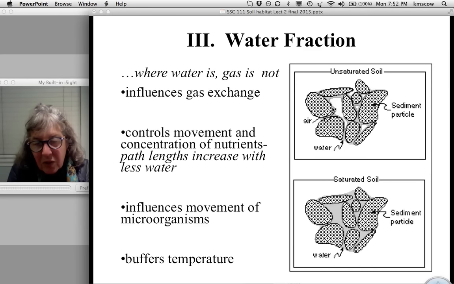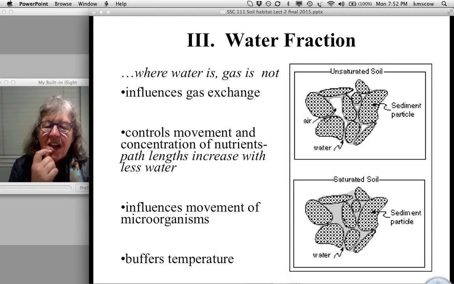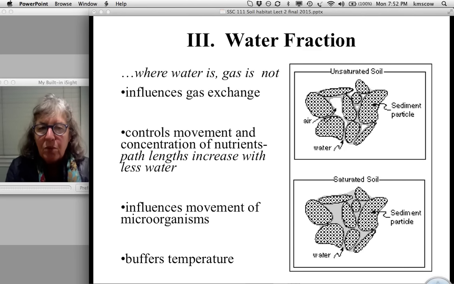It would have to travel along this water film over those soil particles and over here, and that would take a long time. That could be a very long path length. But if you look down in the saturated soil, it's just a jump over this gap, just boom. And so that would not be a very long path length, and that nutrient would move much faster.